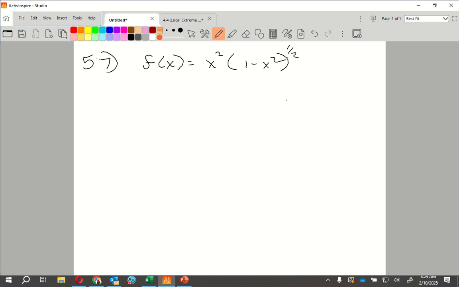So, this is a product rule. Especially for those people that don't know how to take derivatives, really need to pay attention. So, this is F, this is G. So, F prime is 2x, G prime is 1/2 times 1 minus x squared to the negative 1/2 times, what's that going to be? Negative 2x.